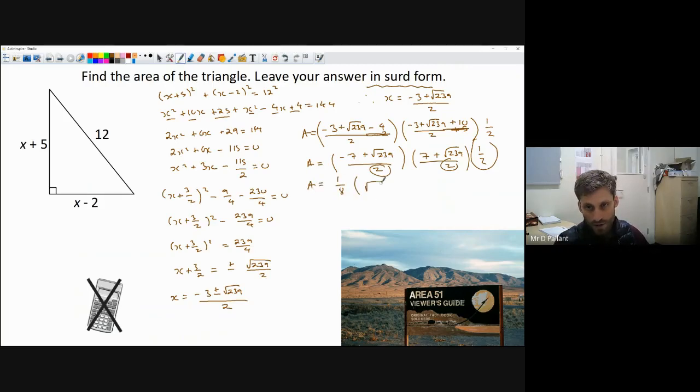And I'm going to write these the other way around. We've got the square root of 239 minus 7. We've got the square root of 239 plus 7. And that's actually the difference of 2 squares, isn't it?